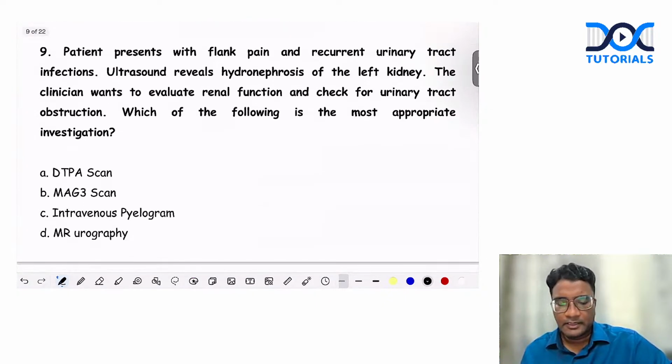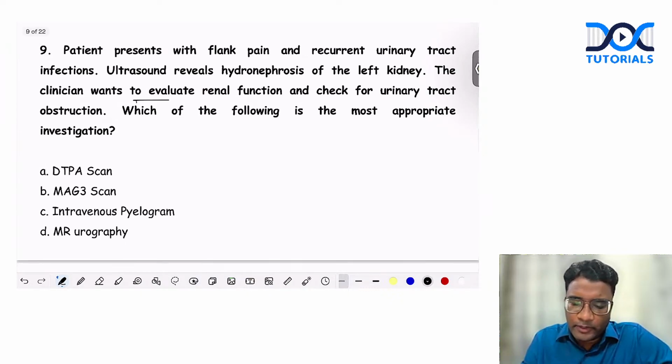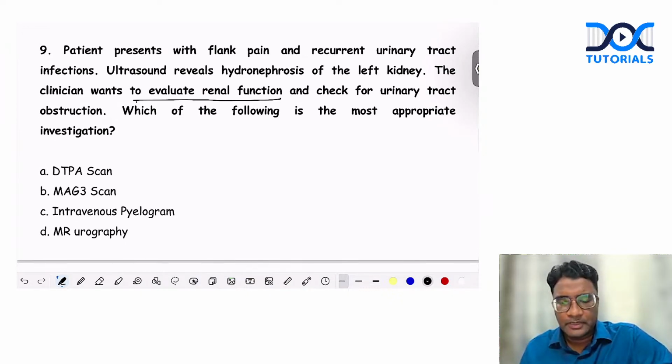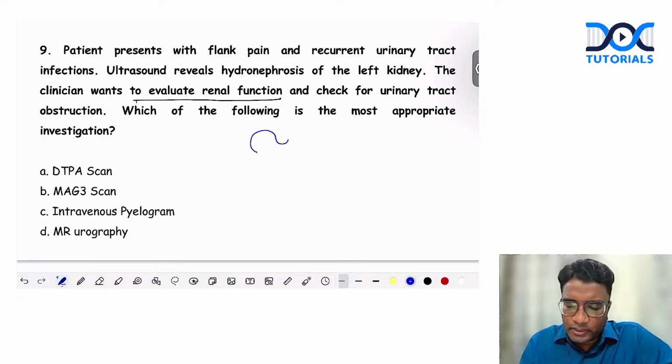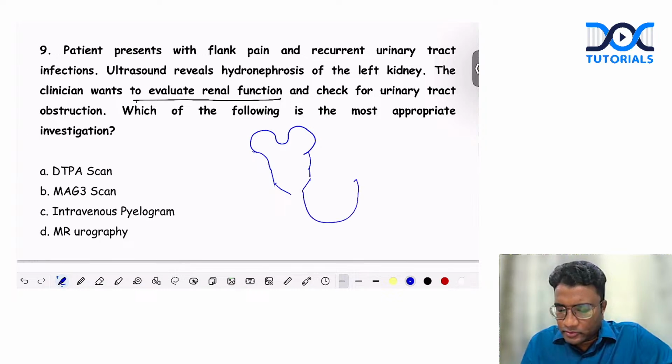Simple. Next one, ninth one. Now this was an important question. They asked that there is a patient with flank pain, recurrent urinary tract infection, ultrasound shows hydronephrosis, and the clinician wants to evaluate renal function and check for urinary tract obstruction. Which of the following investigations is the most appropriate? So if you remember the nuclear medicine classes that we discussed, in that I taught you about the nephron, right? How the isotopes act in relation to the nephron.